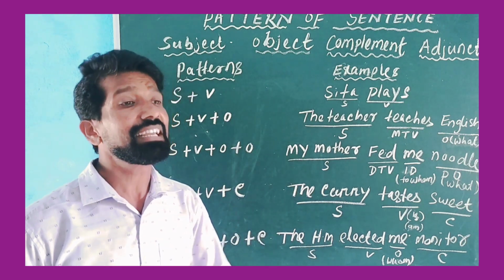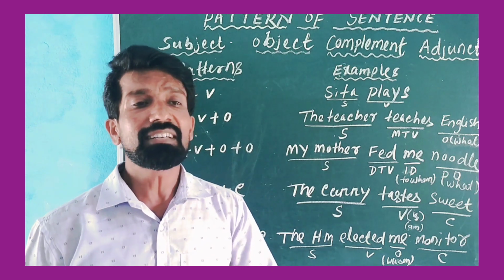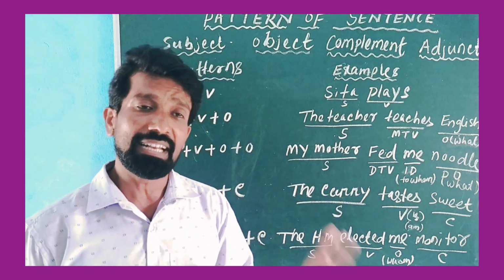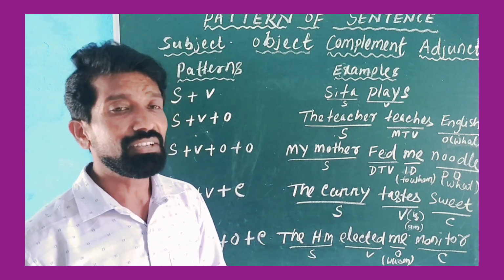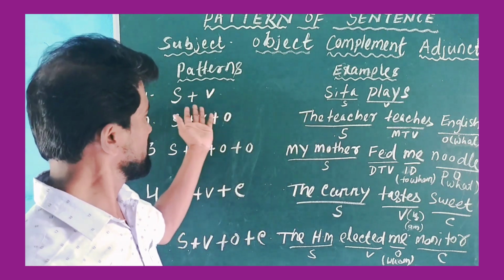Apart from that, there is another part of a sentence called adjunct. Adjunct you can use in any part of any sentence. We will discuss it later. But first we discuss the pattern subject and verb. And there is a subject and verb.